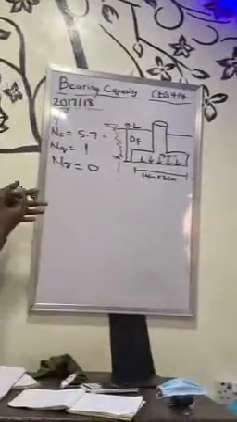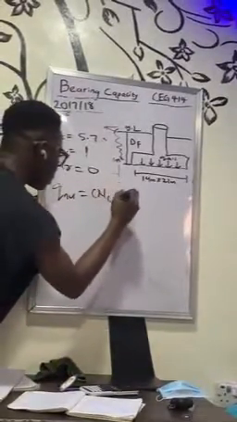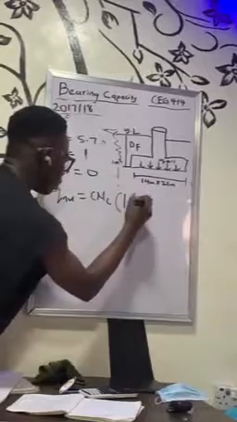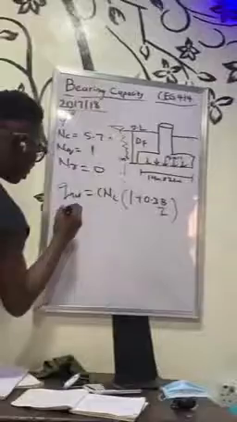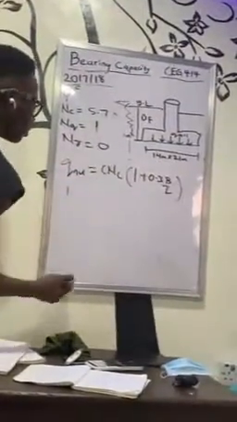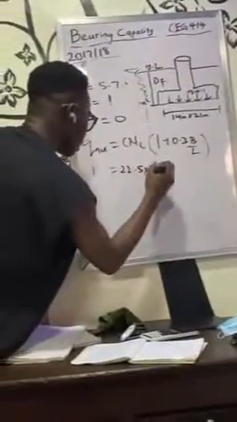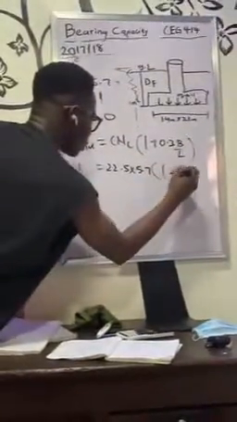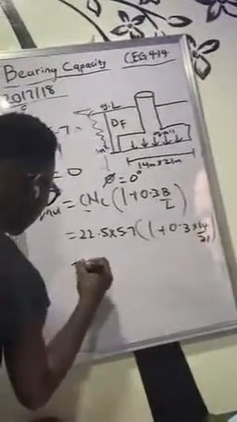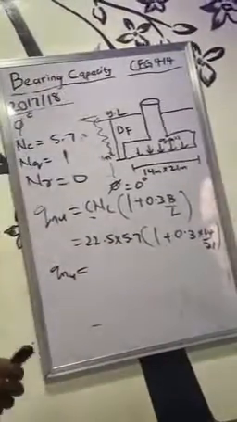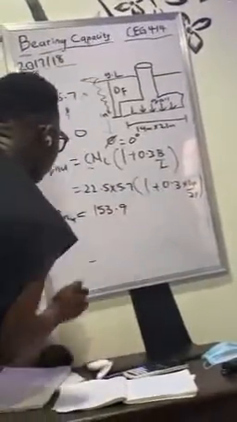Our final formula for net ultimate bearing capacity is given by CNC into 1 plus 0.3 D over L, where D is 14, L is 21, we have our C, we have our NC. So this should be 22.5 times 5.7 in bracket 1 plus 0.3 times 14 over 21. After calculating, we get QNU to be about 153.9.